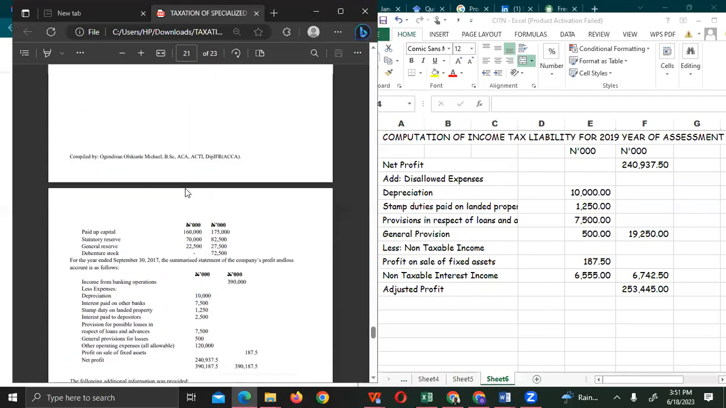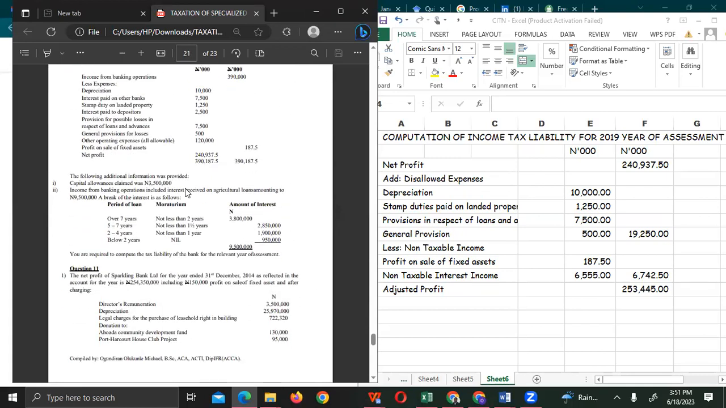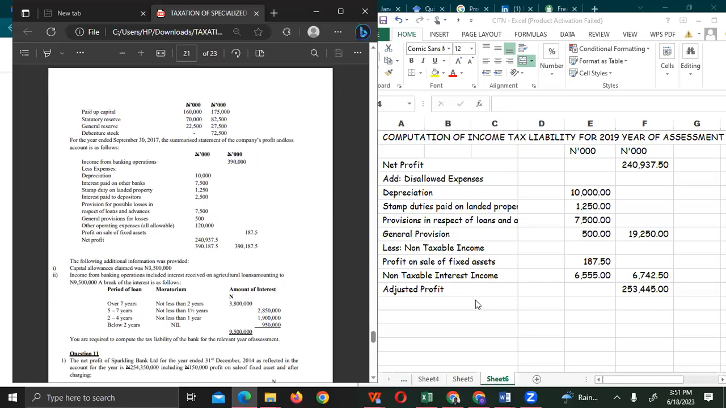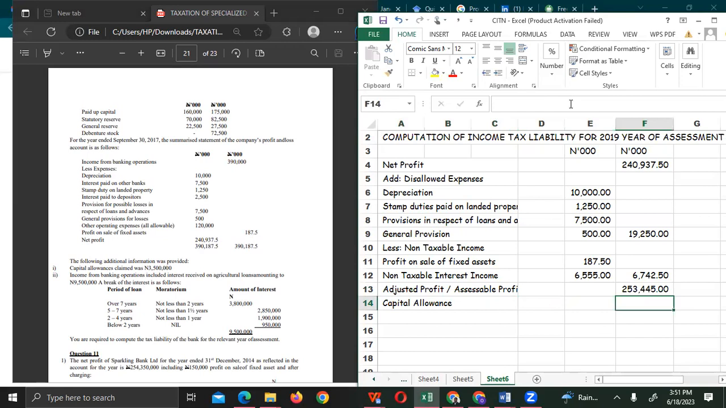Then we have, I would like to know if you are with me, please. We are following, sir. So there's no loss relief. Because there's no loss relief, this is also the assessable profit. Right? Then we have capital allowance. The capital allowance as agreed is 3,500. Right? So we have total profit.